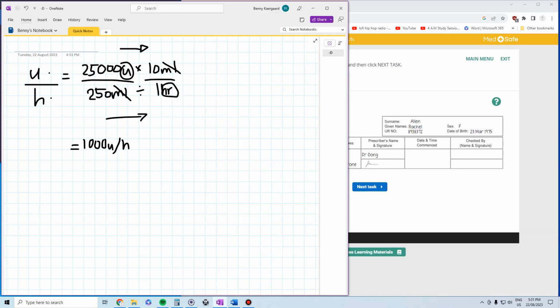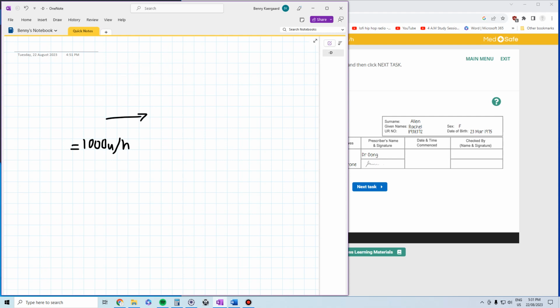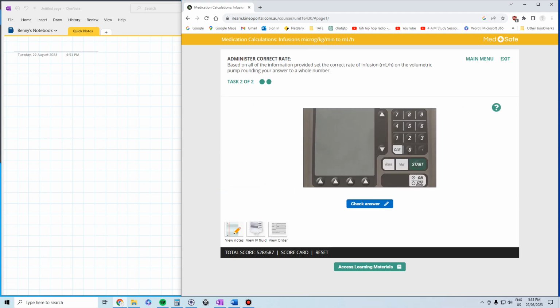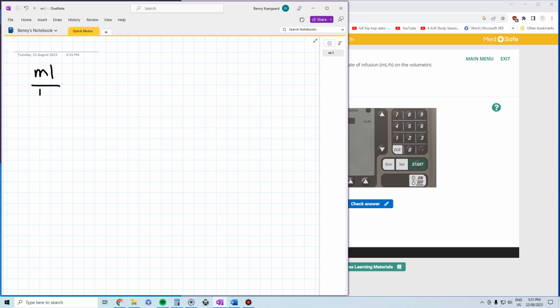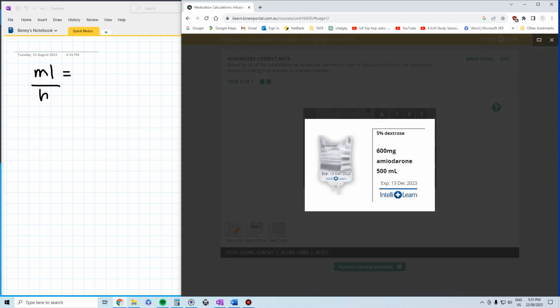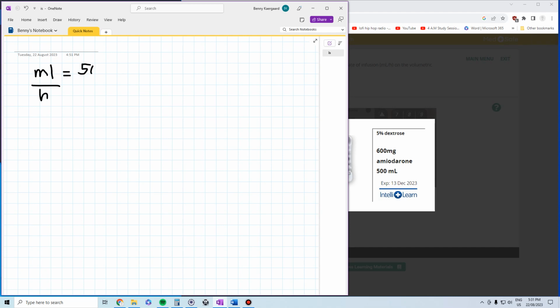Okay, this is an interesting one. Let me just get rid of all this. Okay. So they're asking for the rate in milliliters per hour. Start with this. So we want milliliters at the top. 500 milliliters over 600 milligrams.